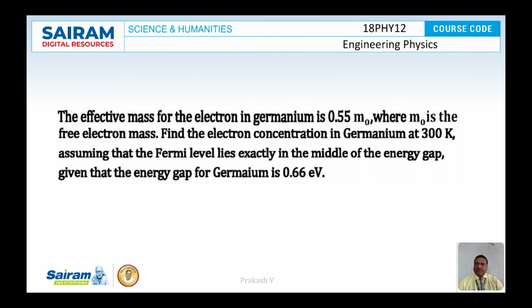Now the other problem is: the effective mass for the electron in germanium is 0.55 m0, where m0 is the free electron mass. Find the electron concentration in germanium at 300 Kelvin, assuming that the Fermi level lies exactly in the middle of the energy gap, given that the energy gap of the semiconductor is 0.66 electron volts. So this is the problem.